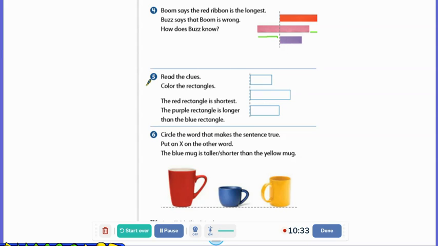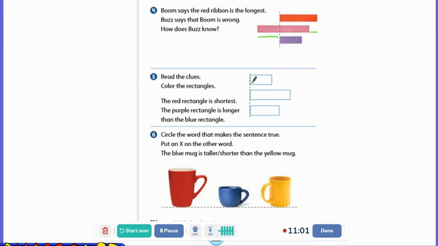Number 5, read the clues. Color the rectangles. So my clues are: the red rectangle is shortest, the purple rectangle is longer than the blue rectangle. So I'm going to start with the very first clue. The red rectangle is shortest. So I'm going to find the shortest, the one that does not go out the farthest. So here is my red.